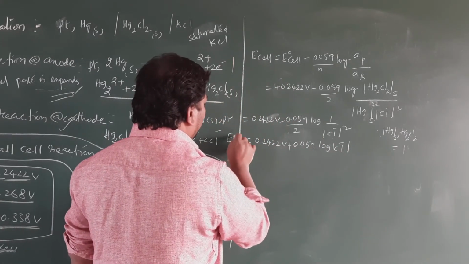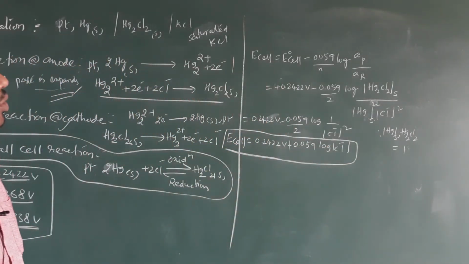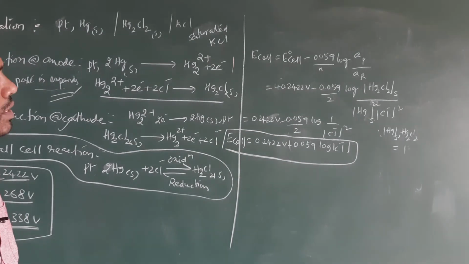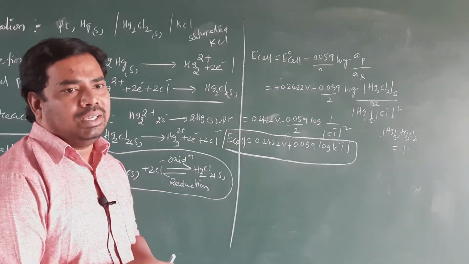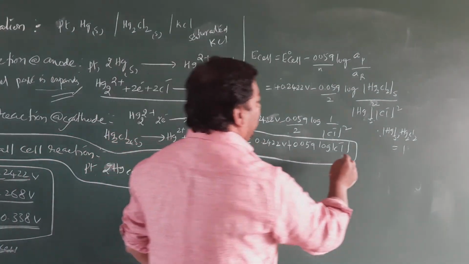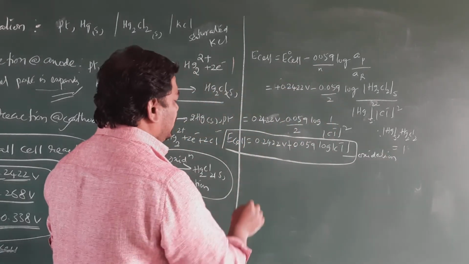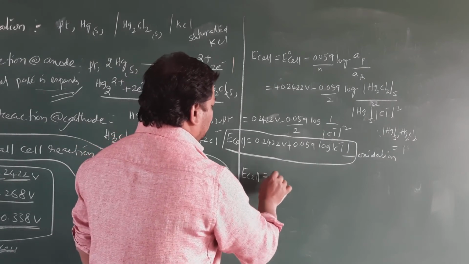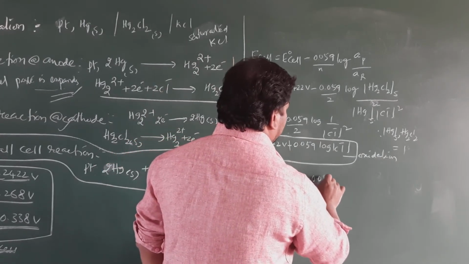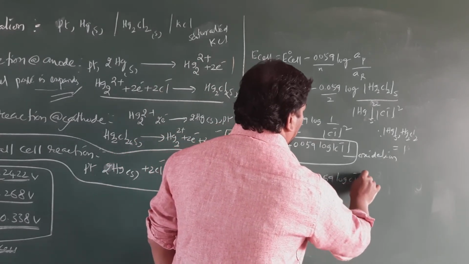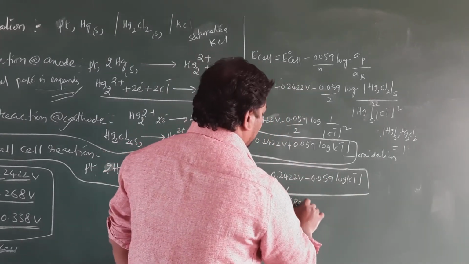So therefore, student, E cell is equal to 0.2422 volts plus 0.059 into log of Cl minus concentration. This is during oxidation. I will write directly the other one: E cell is equal to 0.2422 volts minus 0.059 into log of Cl minus. This is the reduction process. This is the reduction reaction.